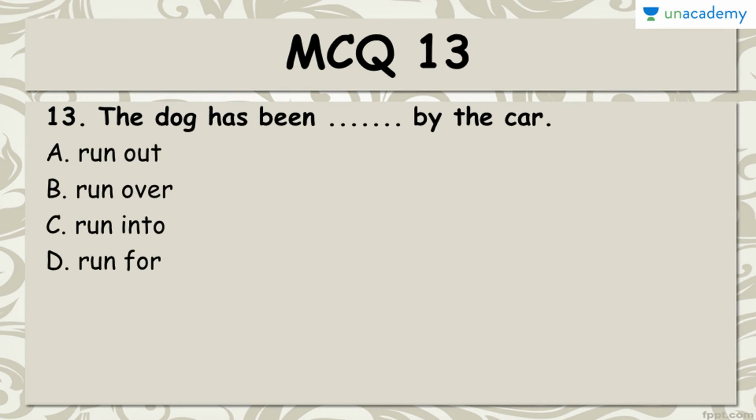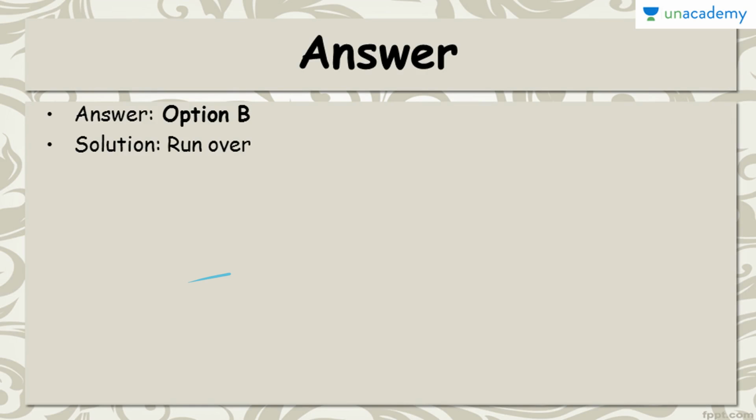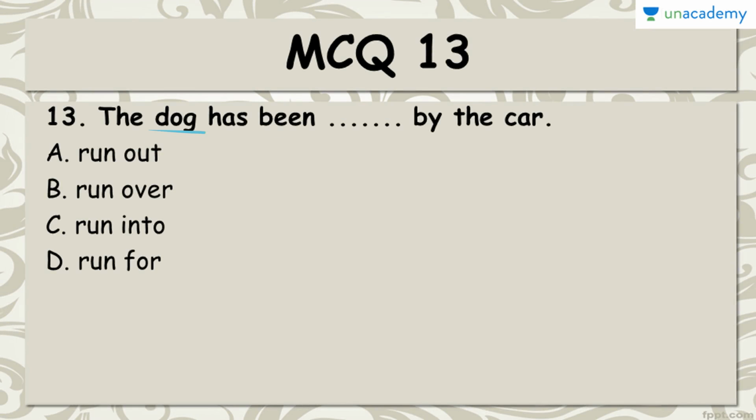Coming to MCQ 13, fill up this blank. The dog has been dashed by the car. Run out, run over, run into, run for. And the right answer to this MCQ is run over, option B, because the dog was lying under the car and the car would have moved over the dog, and therefore run over is the correct thing.